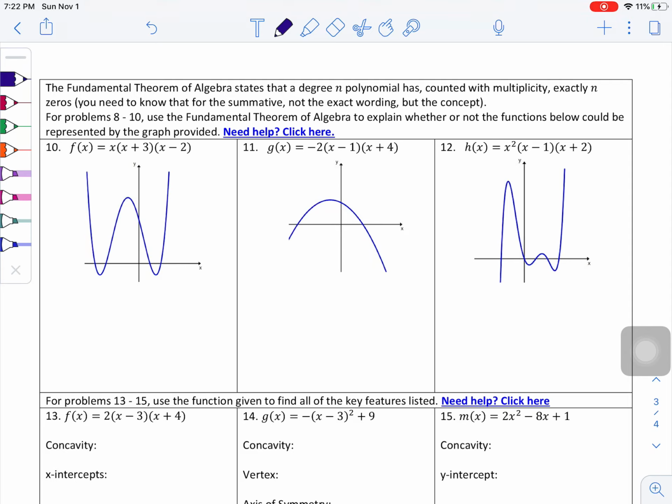You need to know the wording of it, or the idea of it, but not the exact wording for the test, okay? So for problems 8 through 10, yeah, that's clearly marked wrong. Sorry about that. Use the fundamental theorem of algebra to explain whether or not the functions below could be represented by the graph provided. All right.